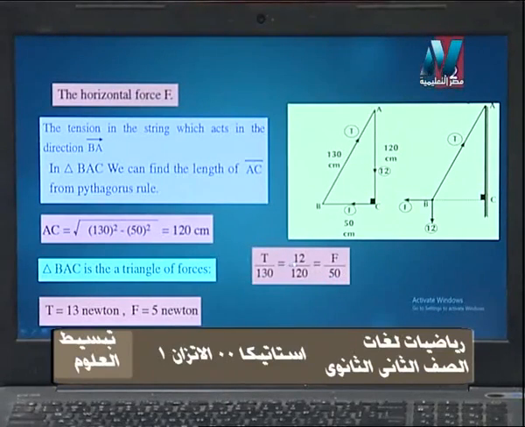How? If we multiply 12 by 130, cross multiplication, divided by 120, you will get T equals 13. And for F, you must multiply 50 by 12 divided by 120, then the answer will be 5 Newton.